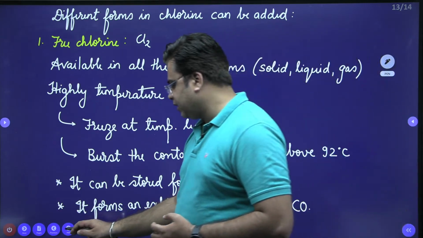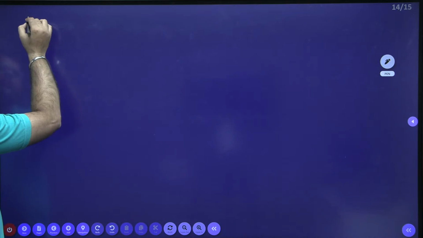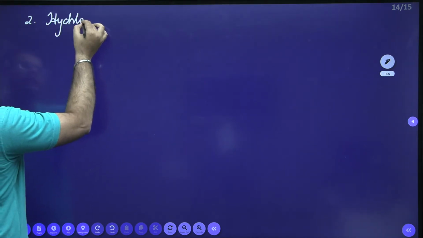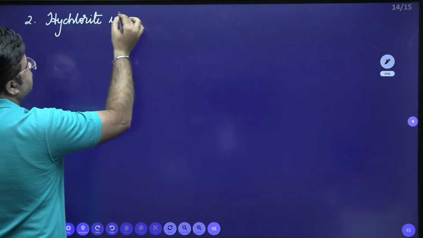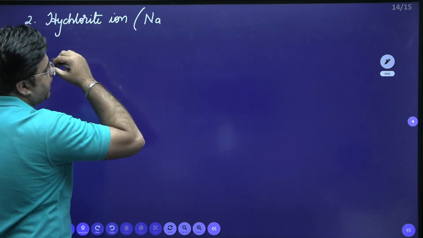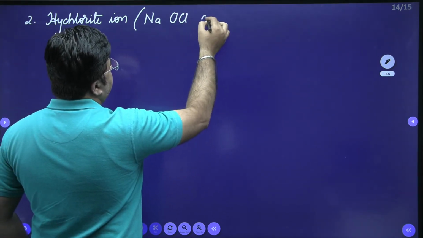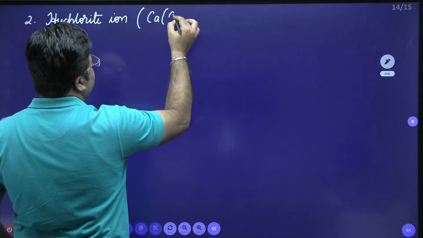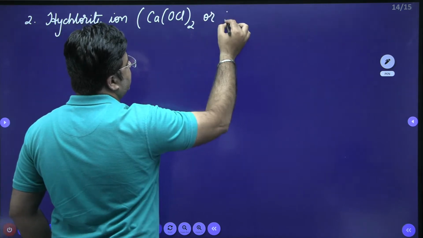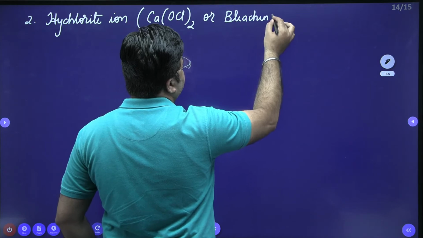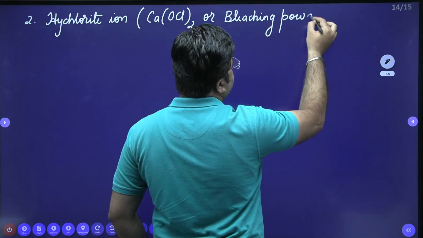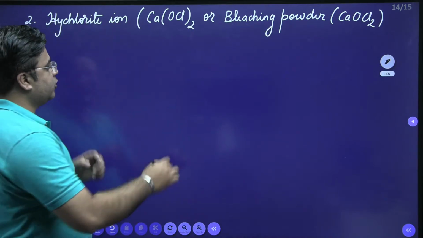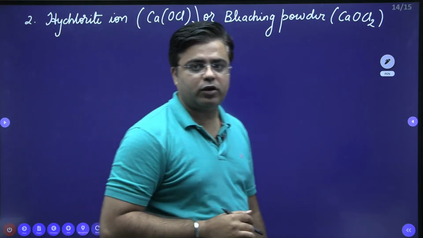Now the next form in which we can add chlorine to the water sample is in the form of hypochlorite ion, that is NaOCl, or CaOCl2, or bleaching powder. CaOCl2, right?